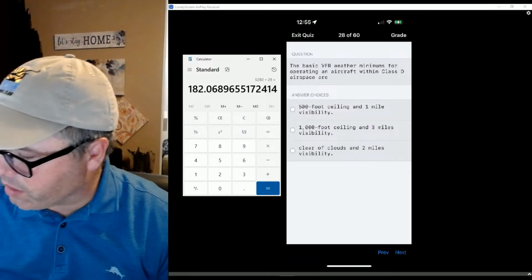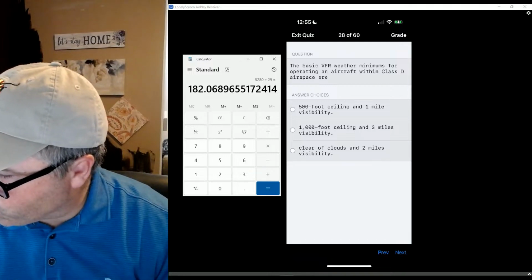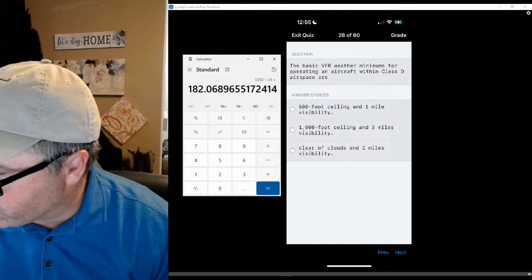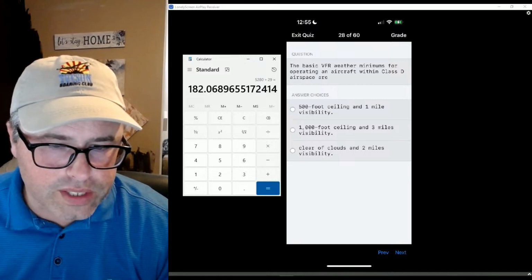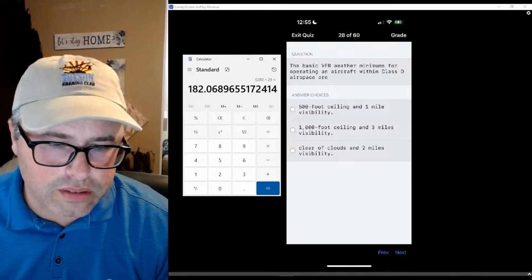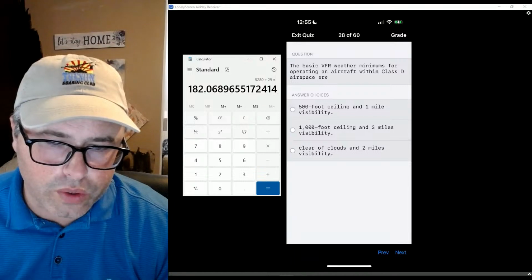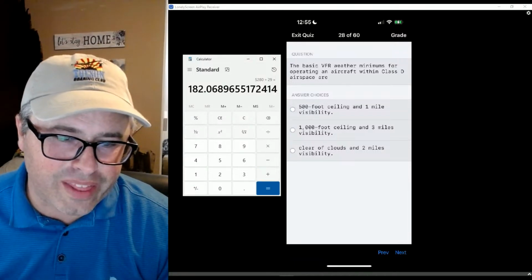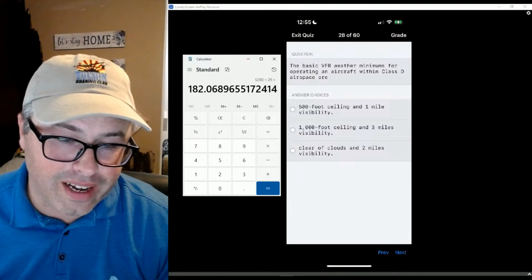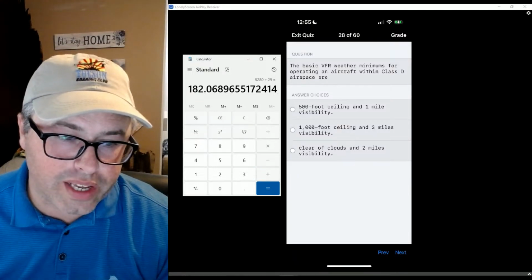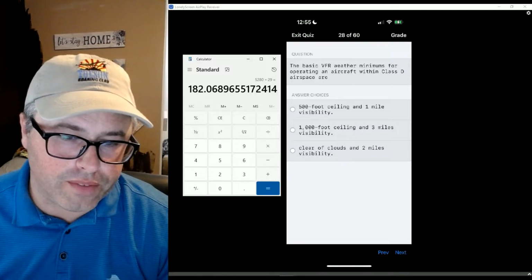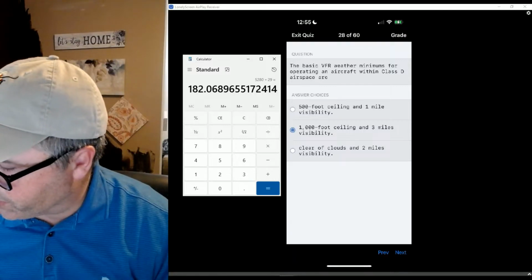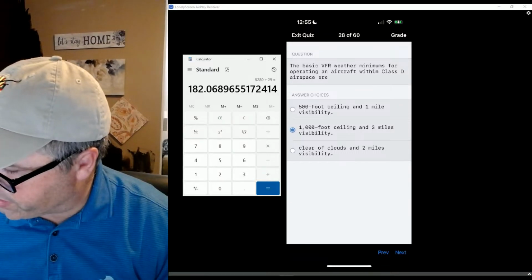4,500. Basic VFR weather minimums for operating an aircraft within Class Delta airspace are 500-foot ceiling and 1 mile visibility. That would be awfully close. 1,000 feet ceiling and 3 statute miles visibility, or clear of clouds and 2 miles of visibility. We're going to, yeah, it's the second one there. Those other ones sound ridiculously dangerous.